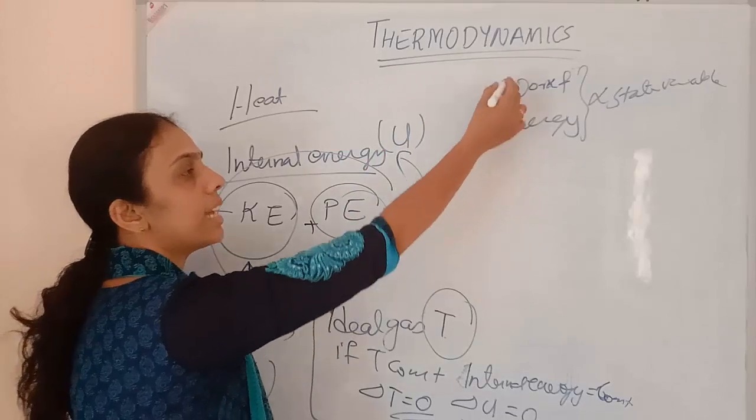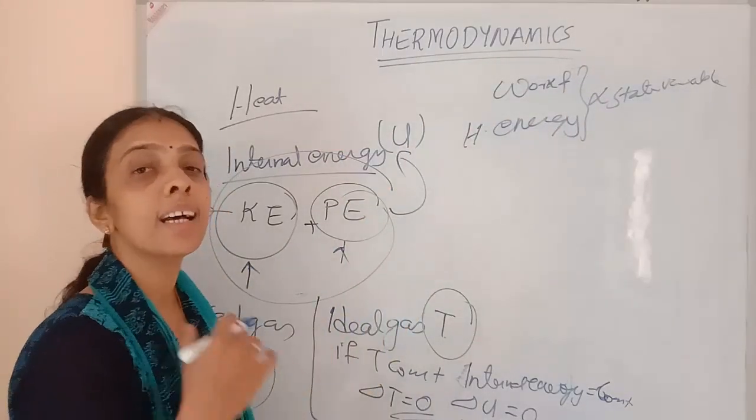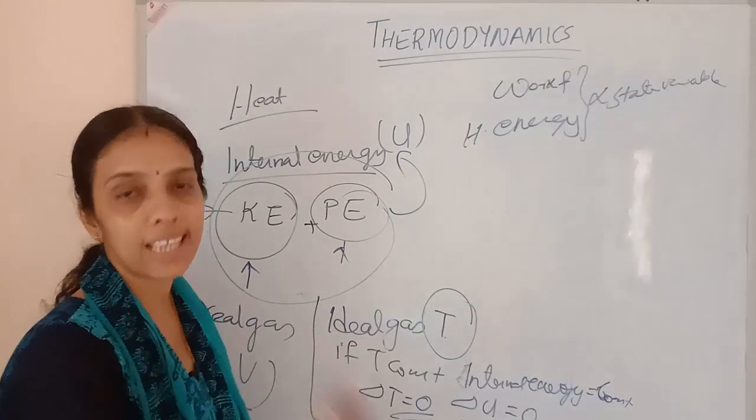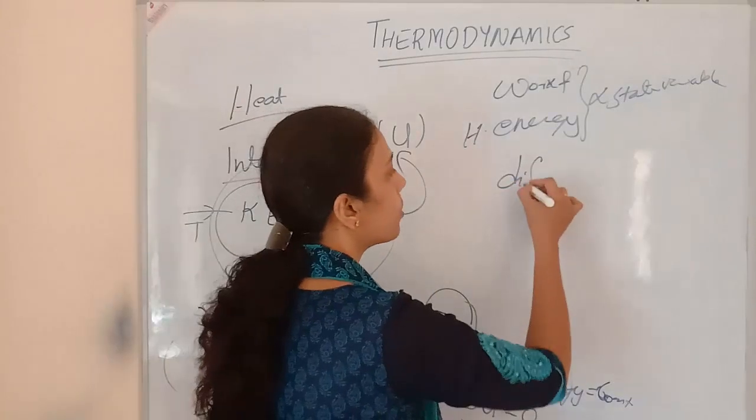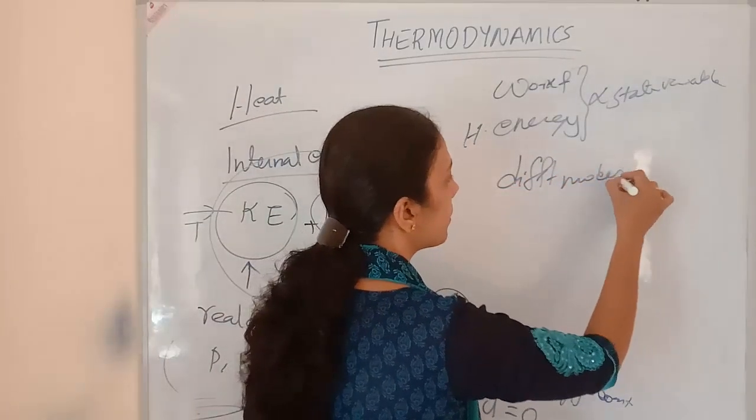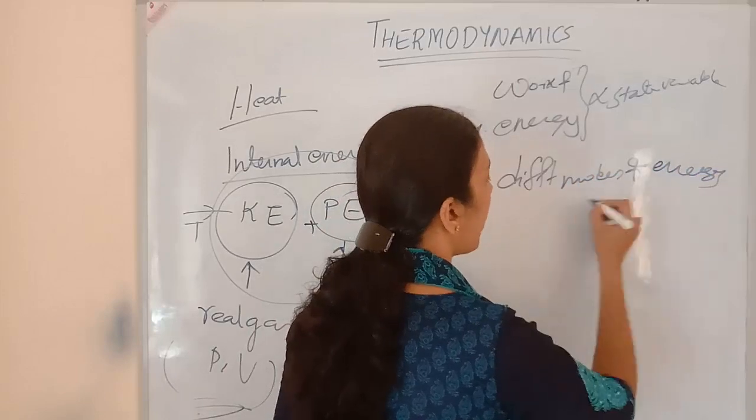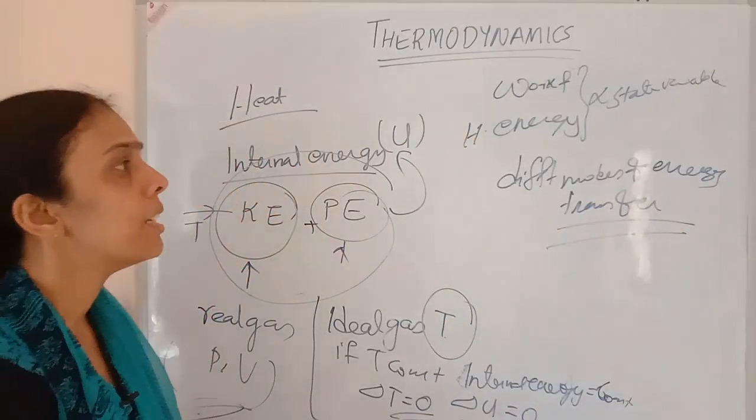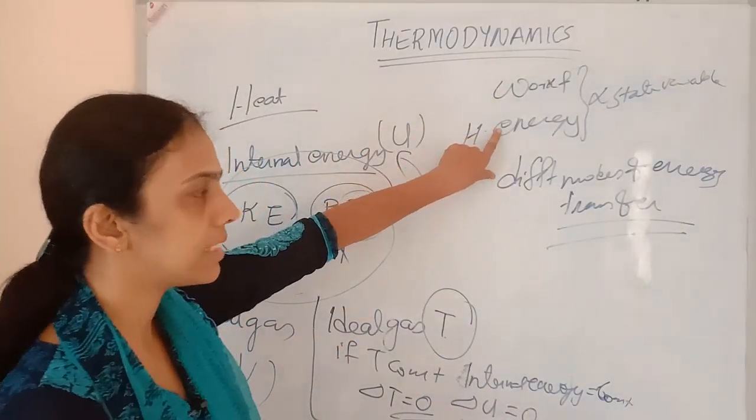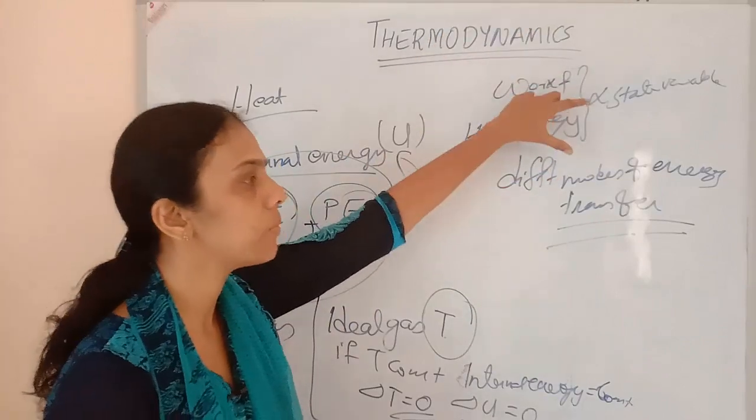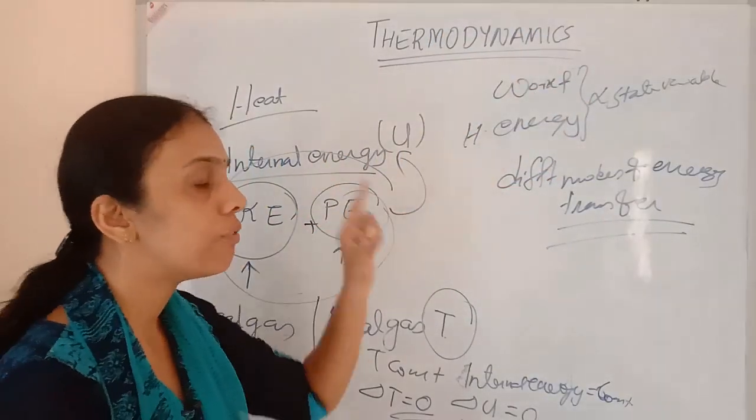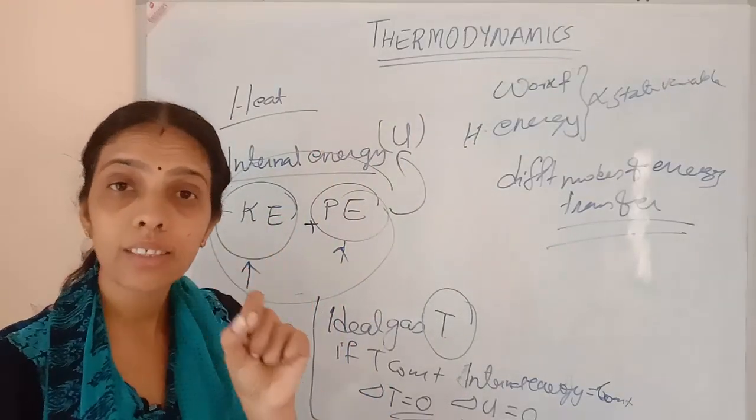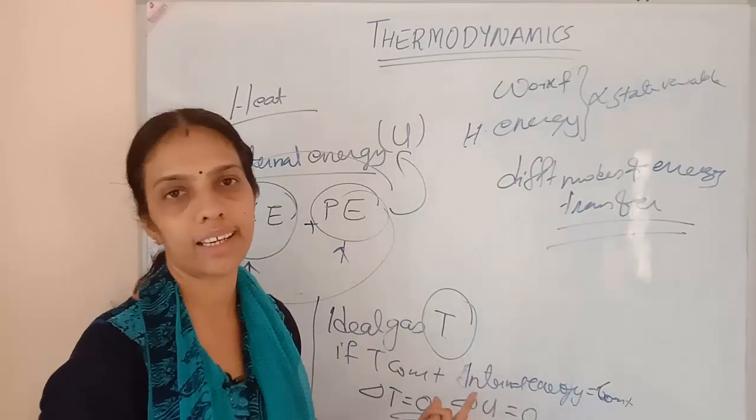So heat energy and work are not considered as state variables, but they are considered as the different modes of energy transfer for changing the internal energy of the system. Heat and work are not state variables. They are only considered as energy transfer to change the internal energy.